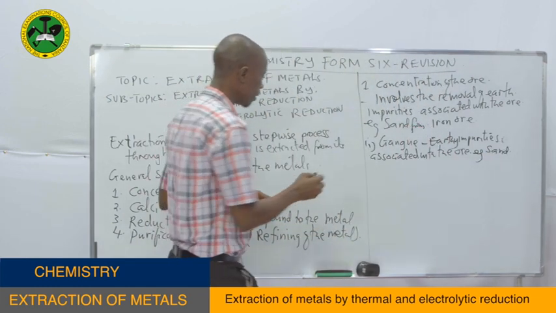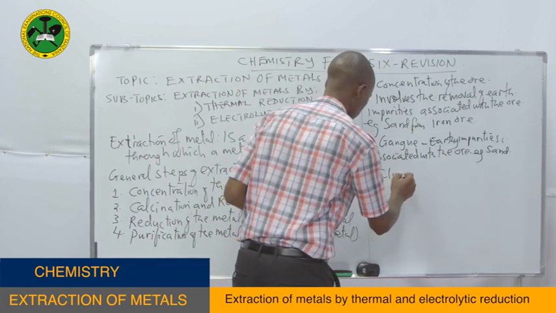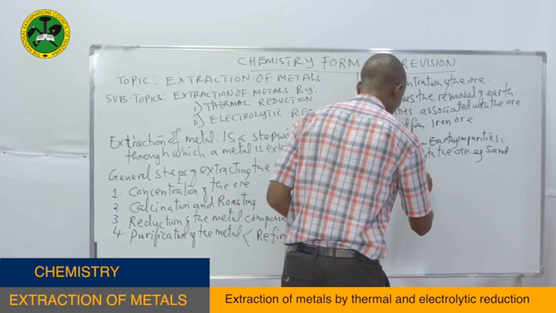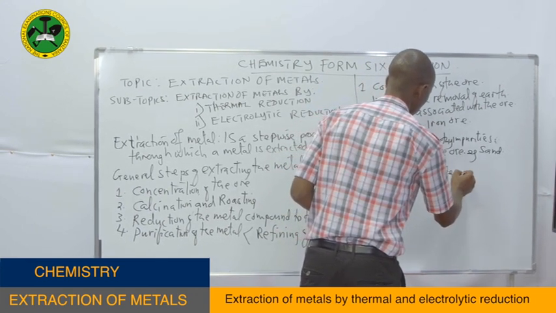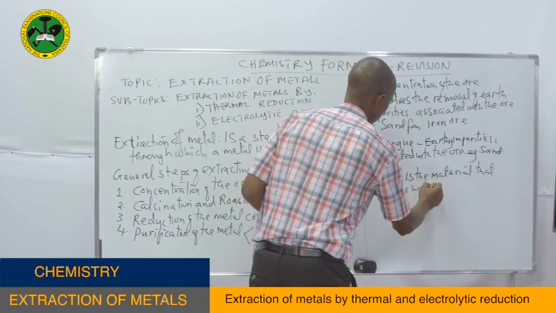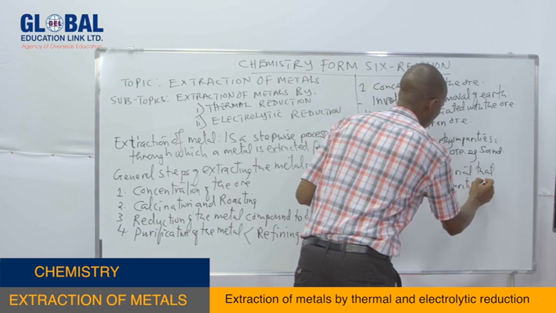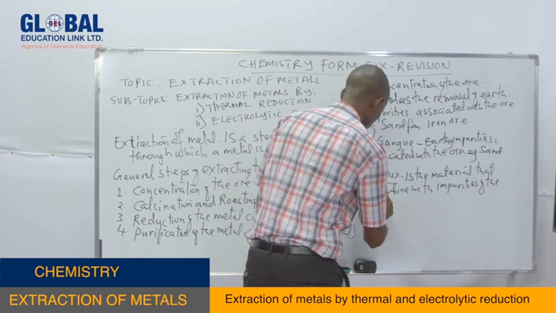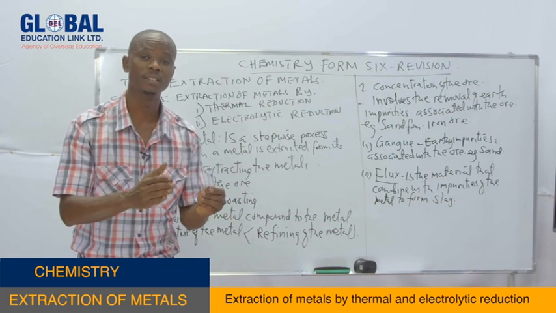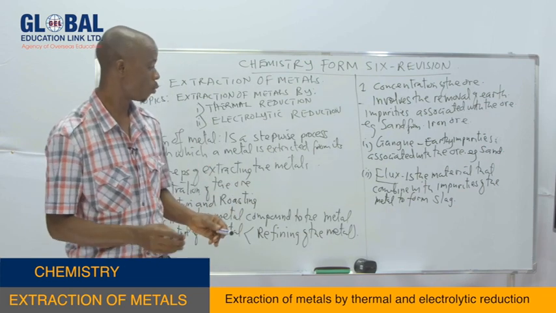Sand. There is another term also important for us to understand. We have the flux. It is another good term to understand in this particular step. When we talk about the flux, we are talking about the material that combines with the impurities of the metal. After the metal is extracted, sometimes it can be contaminated with impurities or other metals that are not wanted. So we remove them.